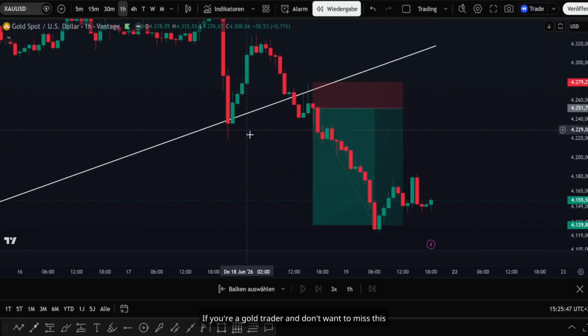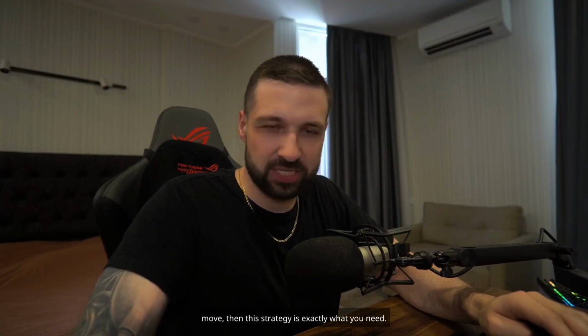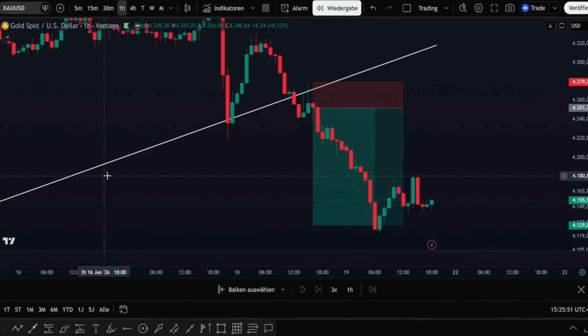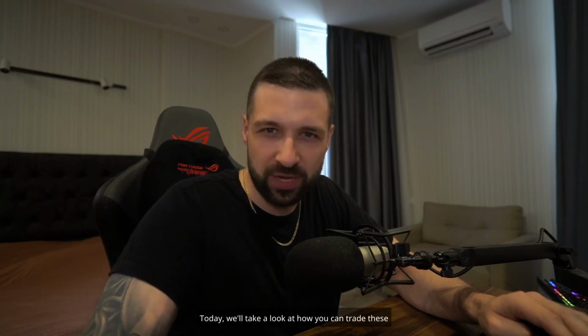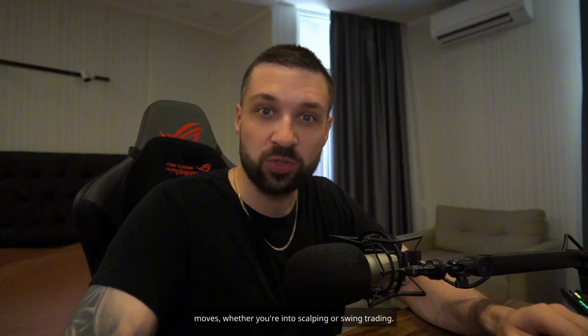If you're a gold trader and don't want to miss this move, then this strategy is exactly what you need. Many people just see a trend line here and have no idea how to interpret or trade it. Today we'll take a look at how you can trade these moves, whether you're into scalping or swing trading.